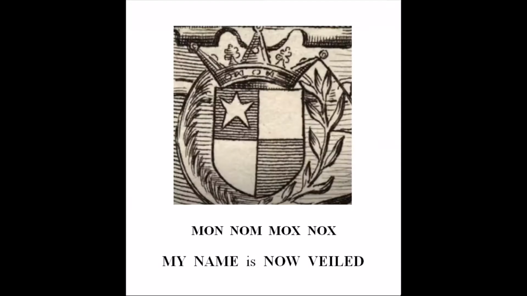Mon Nom is French and means my name, and Mox Nox is Latin. To the best I could translate it, Mox means presently, and Nox is night or dark. If we take presently dark a step further, my guess is that the letters on the de Vere coronet are meant to be understood as, my name is now veiled. Again, if you want to see how the letters are separated, please see video 20.